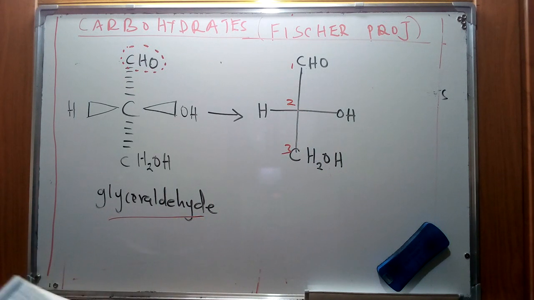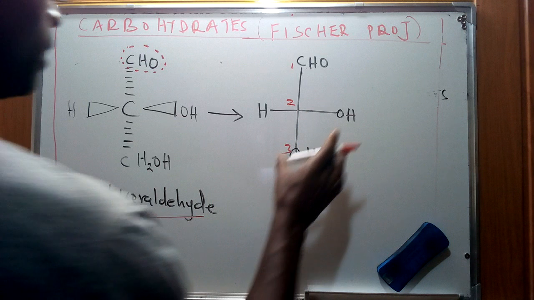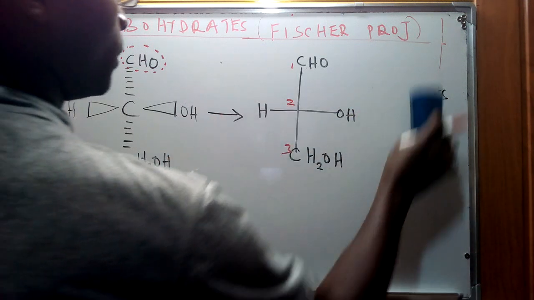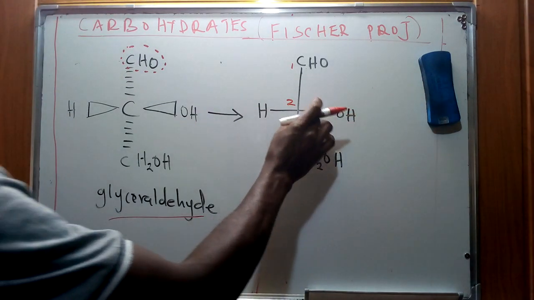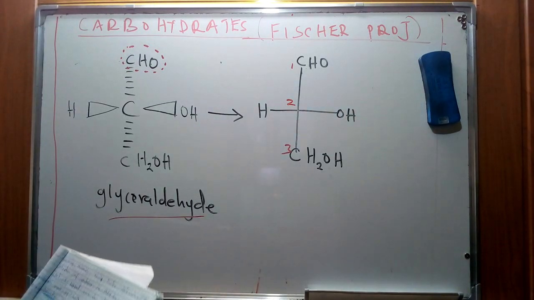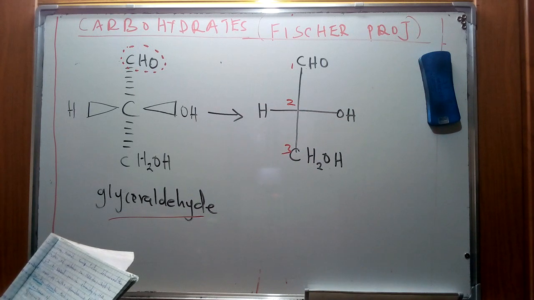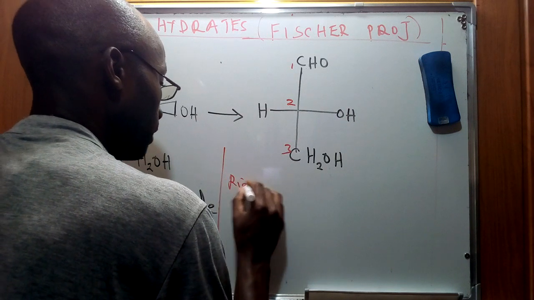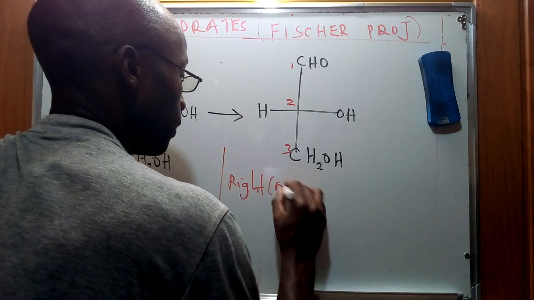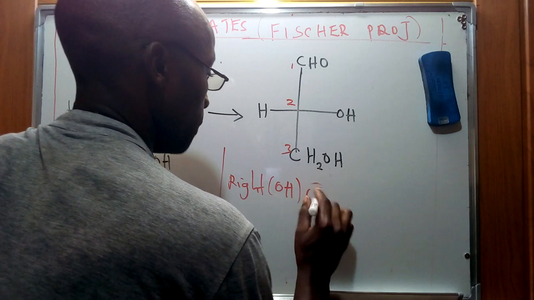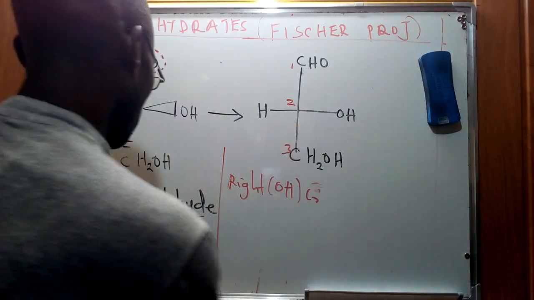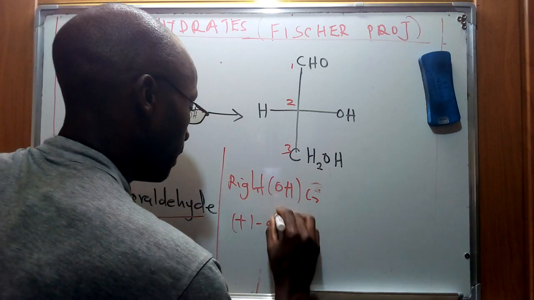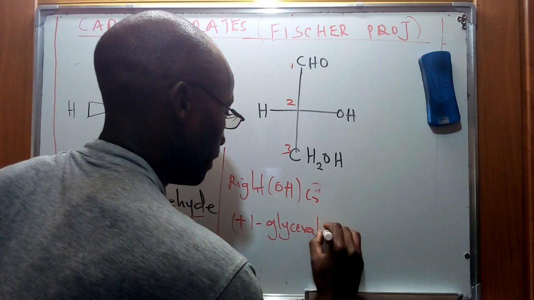Now in this specific rearrangement, we can as well have a way in which this hydroxide group is going to point to the left. But for the orientation that the carbon number 2 hydroxide group is pointing to the right, therefore it's going to be given a designation of positive. So therefore, pointing to the right, this is the hydroxide group at carbon number 2. And maybe I can give it as that. So the designation for this name is going to be plus glyceraldehyde.